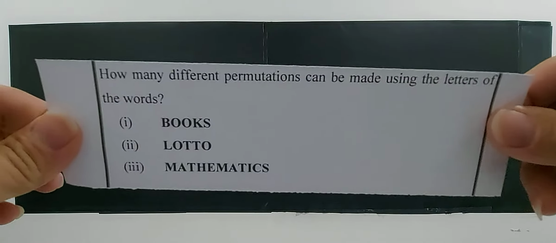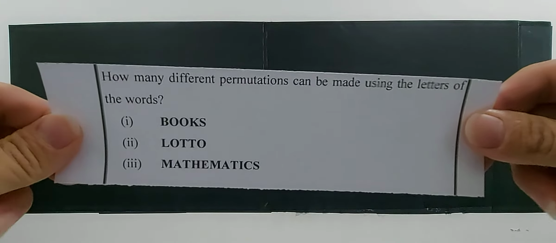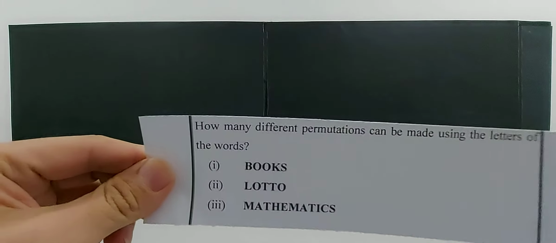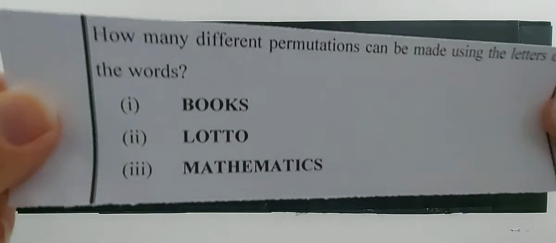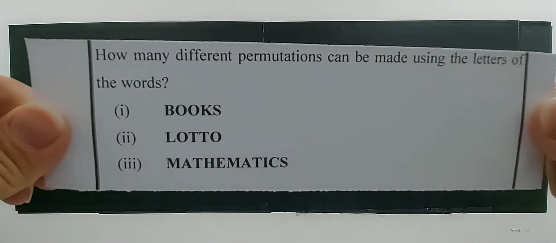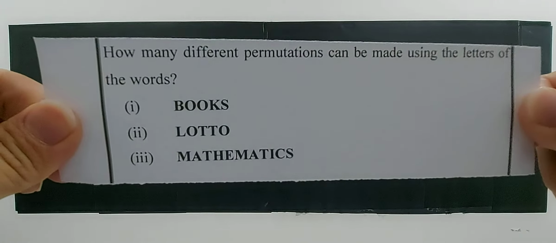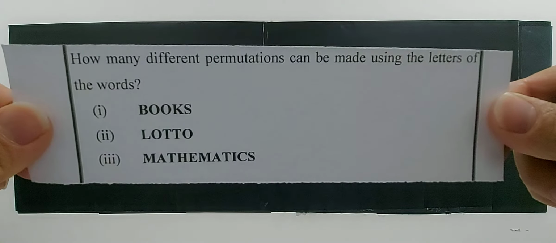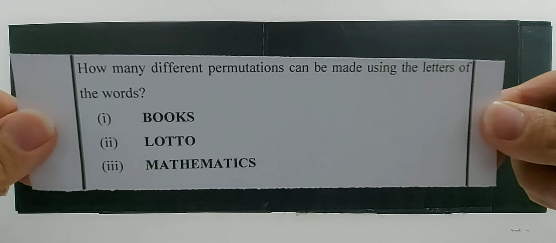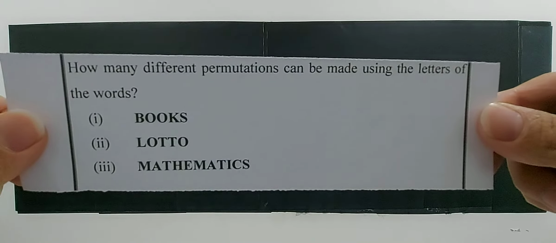Alright, let's look at this question. This is the arrangement involving repeated objects, where there is a permutation in which some objects are repeated. For example, you look at these three questions here. In this video, I'm going to teach you how to calculate this type of problem.